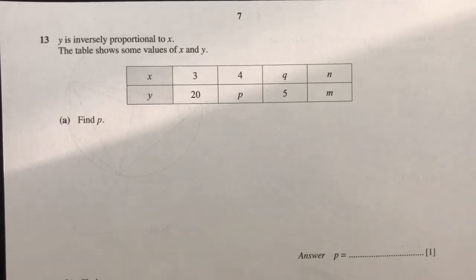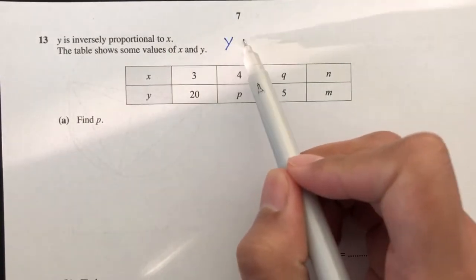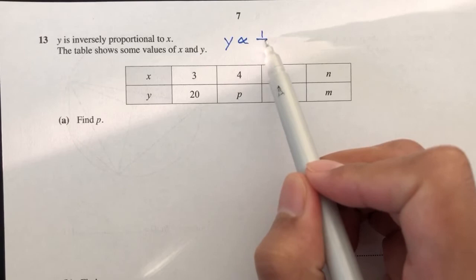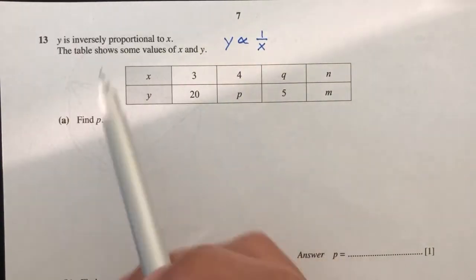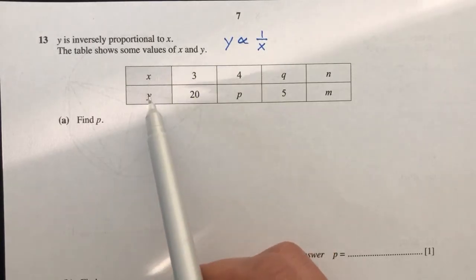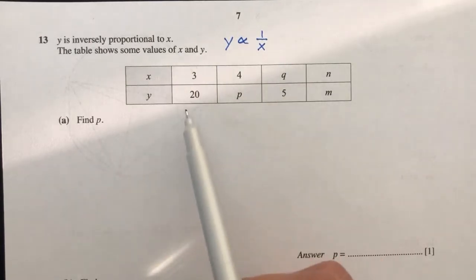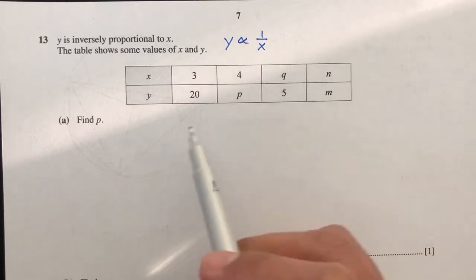Question number 13, we have y is inversely proportional to x. That's the equation that we have from this line. The table shows some values of x and y, and that's the table that we have for the values. So we see that we can use these two values to find the value of k.